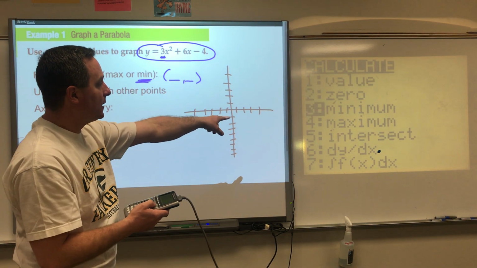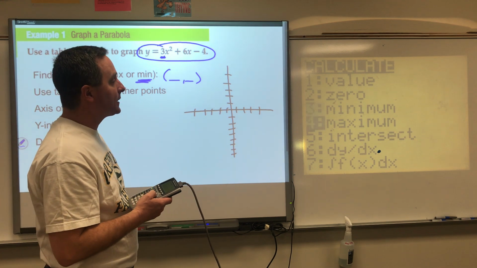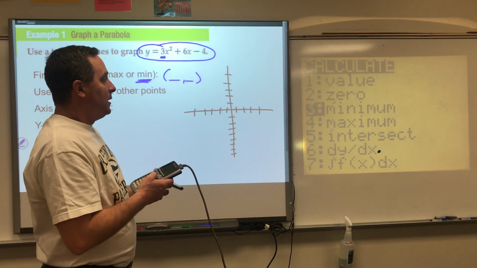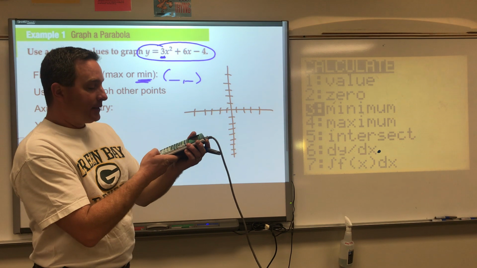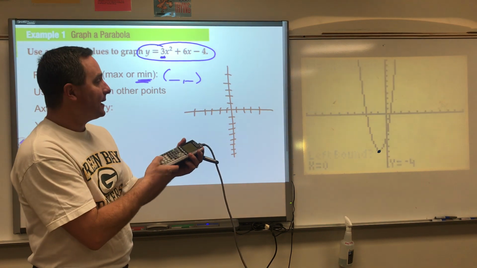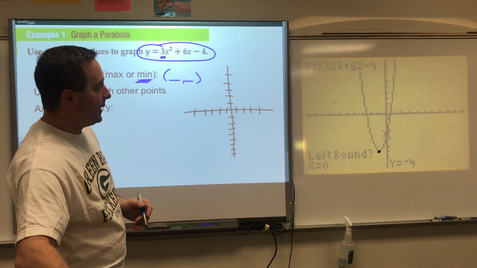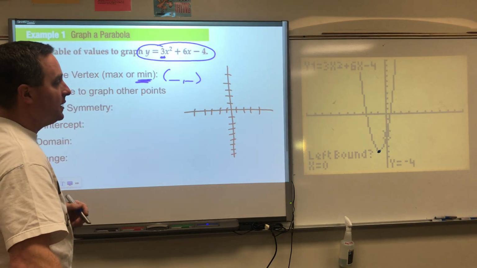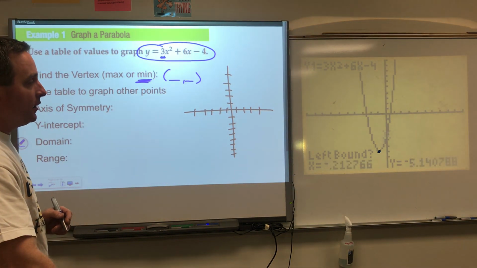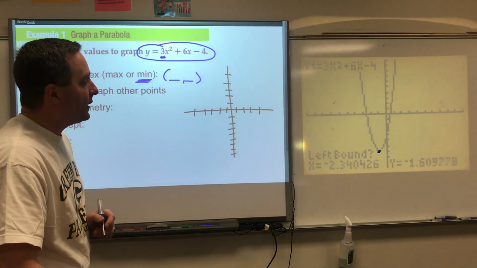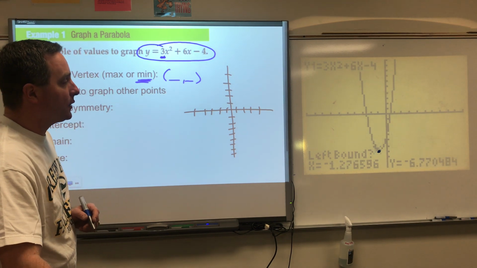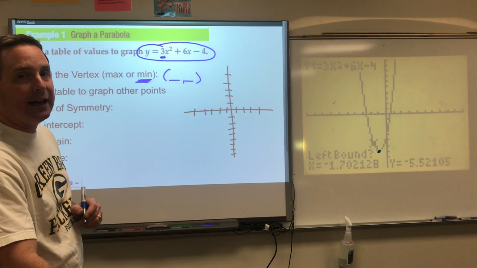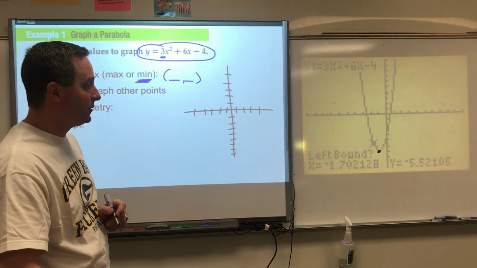Second trace, and look right here, number 3 and 4 are maximum or minimums. Okay, and we want to find the minimum in this case, so I'm going to go down to number 3 and I'm going to press enter. Okay, now here's kind of a new thing too, I think. The left bound. If you can see my cursor there when I move it, what it's wanting me to do is move my cursor on the left-hand side of the vertex.